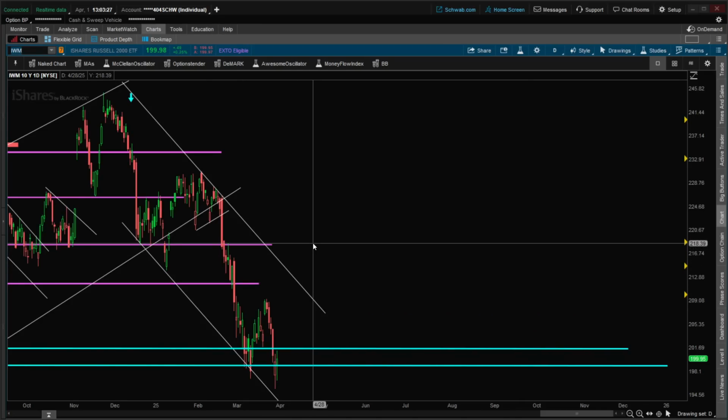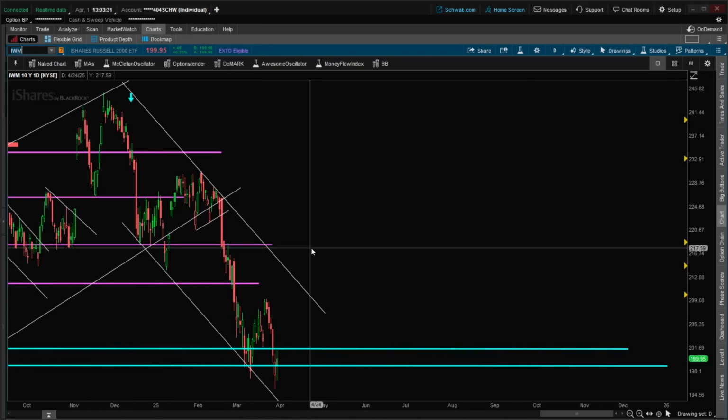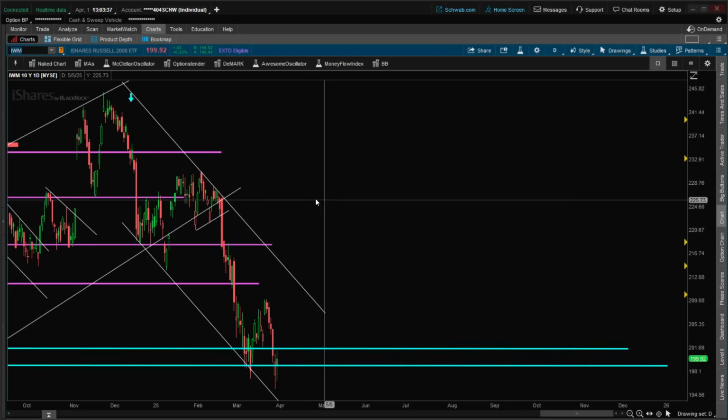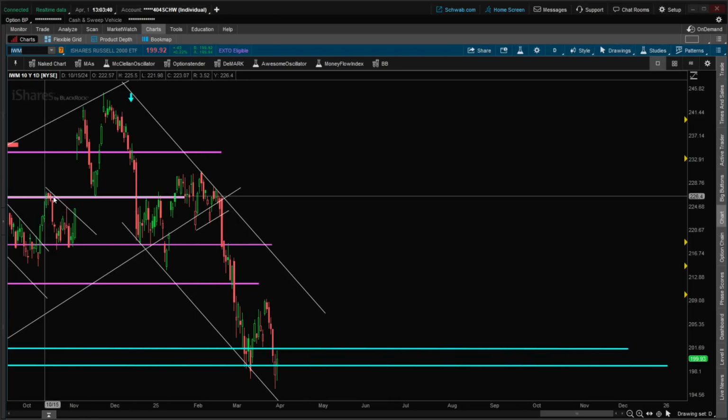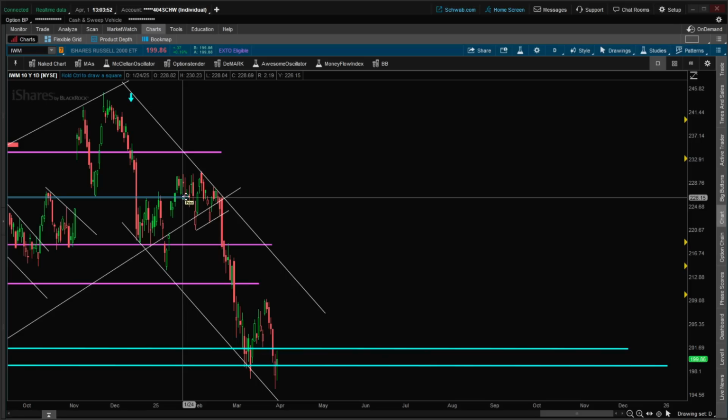If we do break out, then I think this 1, 2, 3, 4, 5-wave move, and possibly get up to this 218 with a breakout. You see this support. Here's the example I was talking about. Here's a resistance, support, and then resistance again, and price started trading around it. That's exactly what I was talking about.